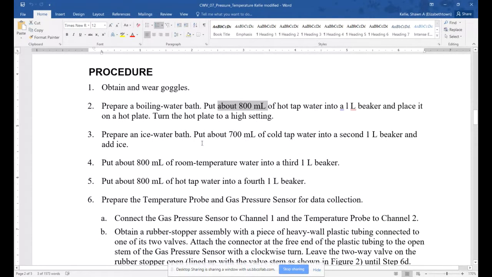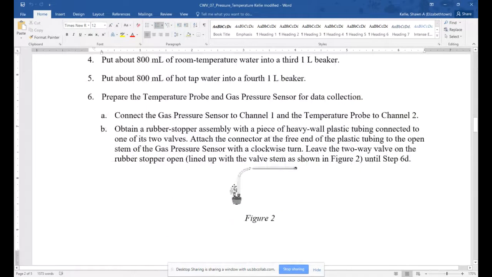Now prepare an ice water bath. Place about, again, about, don't get out a graduated cylinder, about 700 milliliters of cold tap water into a second 1 liter beaker. Add ice. Again, the purpose is just to make a water bath here. Then you're going to make 2 other water baths, one at room temperature, one at hot temperature. Then you're going to prepare your system. You're going to connect a gas pressure sensor to channel 1 and a temperature probe to channel 2.